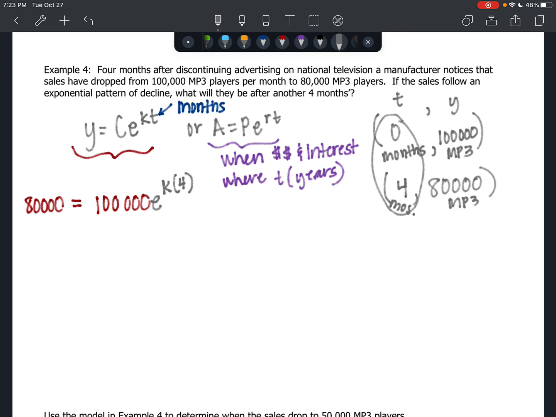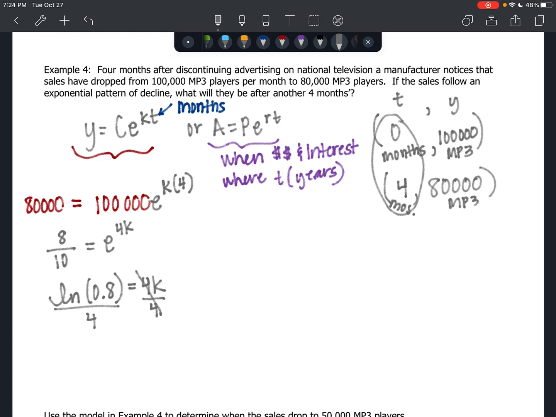I'm going to divide both sides by 100,000. So I get 8 over 10. That's about the maximum amount of reducing I'm going to do. Divide by 100,000, cross out your zeros. I get 8 over 10 equals e to the 4k power. Log base e is the natural log of 8/10. I'm going to write that as a decimal. Natural log of 0.8 equals 4k. Divide both sides by 4. And k equals the natural log of 0.8 divided by 4.